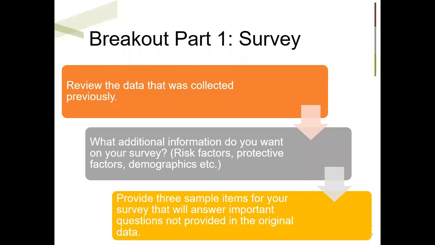So in the breakout, you're going to look at a survey, review the data that was collected previously, and then think about what additional information you want on your survey. Risk factors, demographics, etc. As you think through that, this is kind of getting towards your survey goals. We want to know more about the risk and protective factors. Maybe we want to know more about the demographics of use here. And then provide 3 sample items for your survey that will answer important questions not provided in the original data. Now, you would probably end up writing many questions.